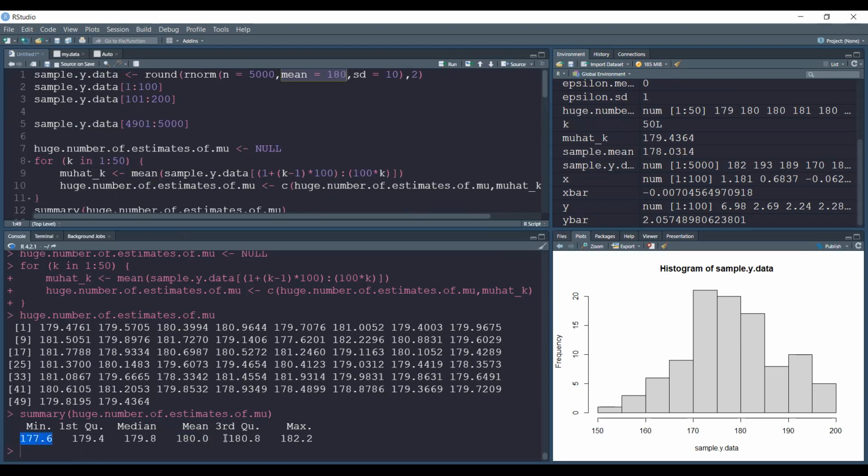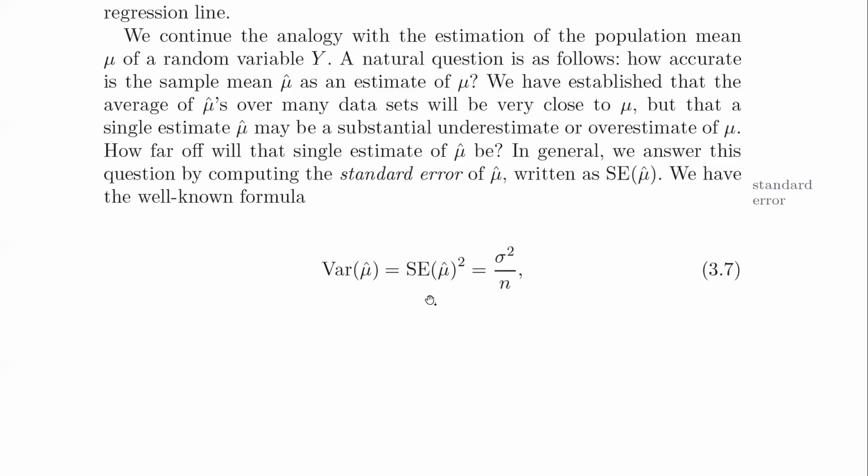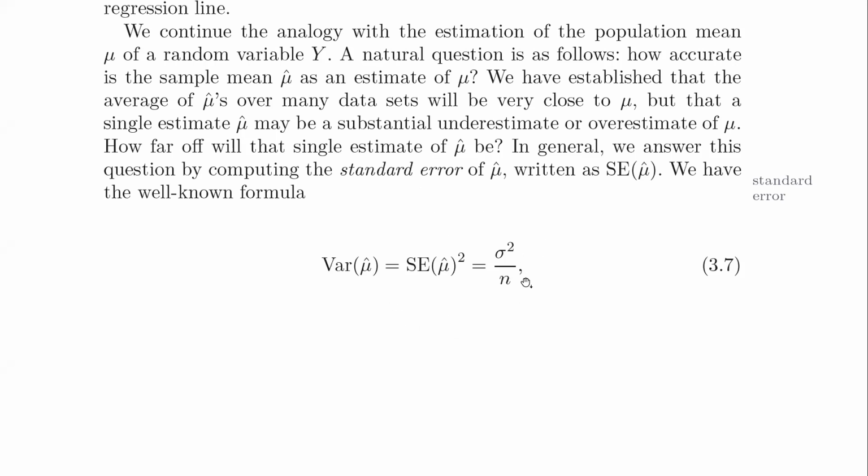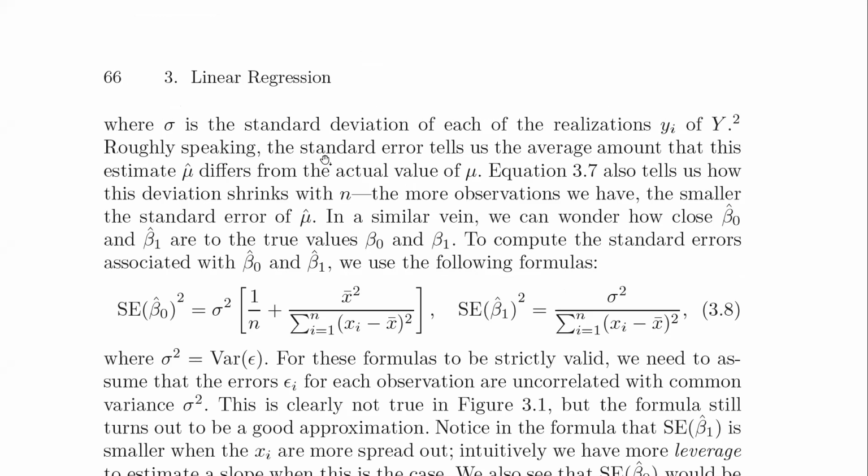Now, can you calculate this 177.6 and this 182.2? Yes, by using this formula. This is going to give you both sides of the interval. It's centered at 180. It's centered at the true mean. And this is called the standard error of mu hat. Mu hat is what you're estimating. And the definition is the following. It is sigma squared, where sigma squared is the variance of each of the realizations yi.